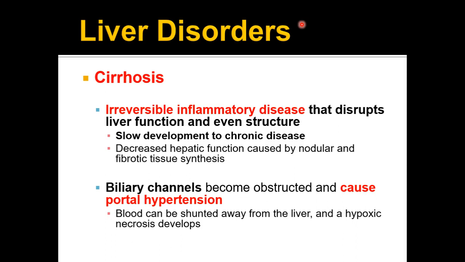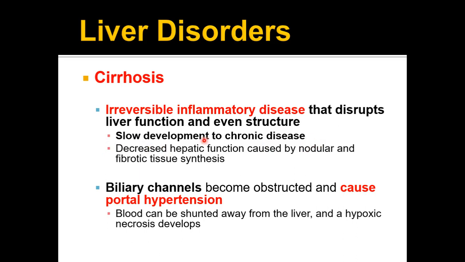So let's look at liver cirrhosis in particular. Irreversible inflammatory destruction, basically, that is leading to the death of hepatocytes. And so as hepatocytes die, they're being replaced by fibrotic tissue and scar tissue. And fibrotic tissue and scar tissue does not do anything other than take up space. And so liver functionality decreases dramatically the more fibrosis and scarring we see in the liver.